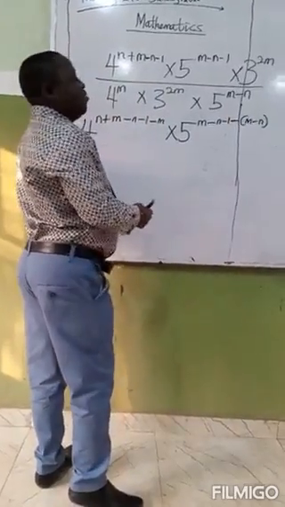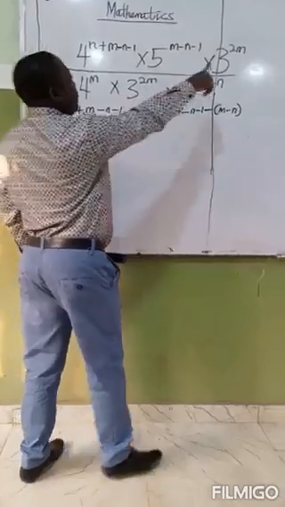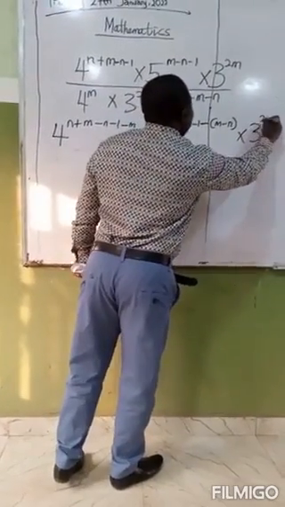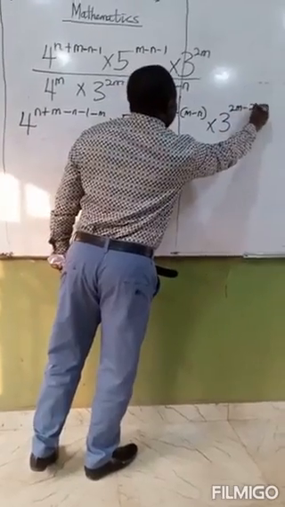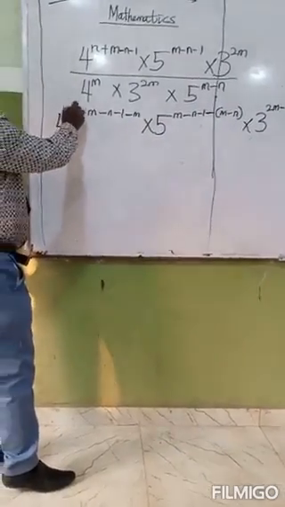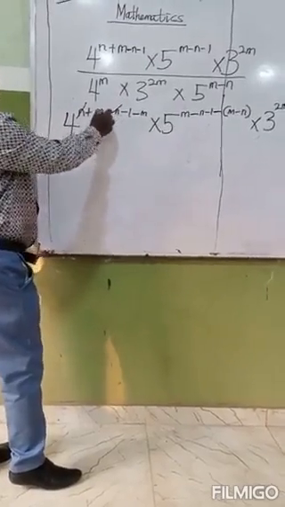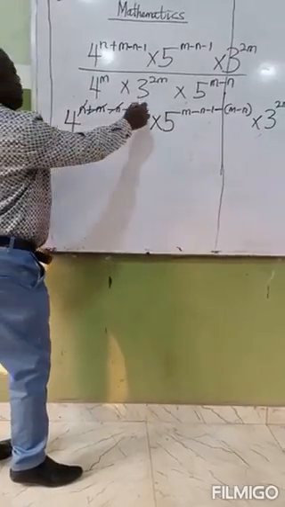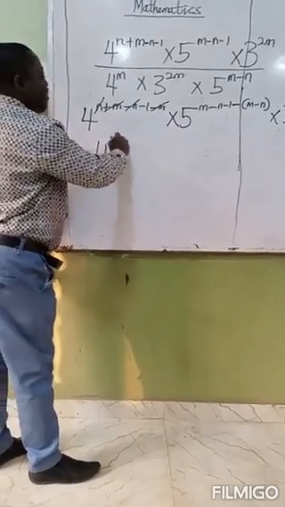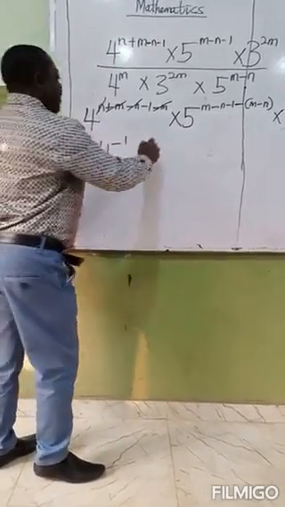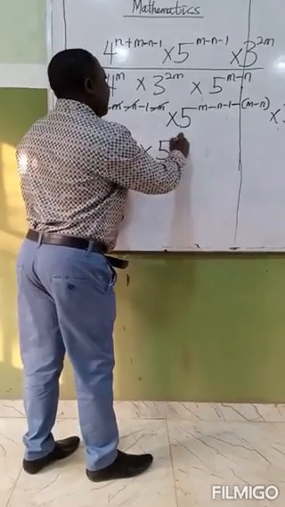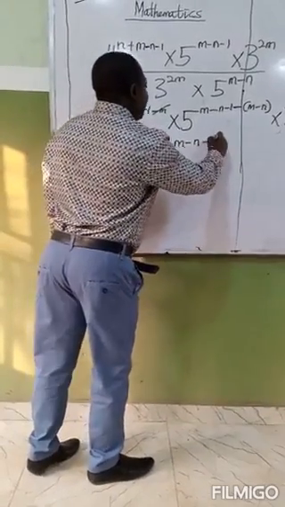Then lastly, we are subtracting 2m from 2m here. So this becomes 3 raised to power 2m minus 2m. From here, n cancels minus n. m cancels minus m. So we are left with 4 raised to power minus 1 up here. And times 5 raised to power m minus n minus 1.